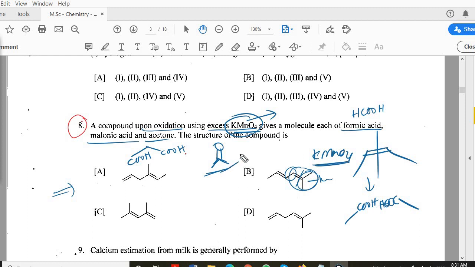So it is indicating one double bonded disubstituted carbon is present, and this central carbon is attached to two double bonds, and this indicates a terminal double bonded carbon. If I write all together, or you can estimate by trial and error, this is formic acid, this is the ketone, and this is again formic acid. So here two formic acids, which does not match the given molecules.